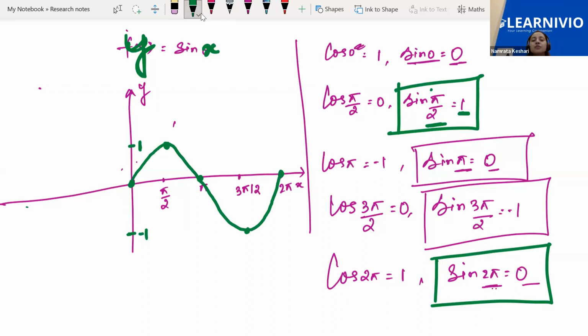Can you see the graph of the sine function?